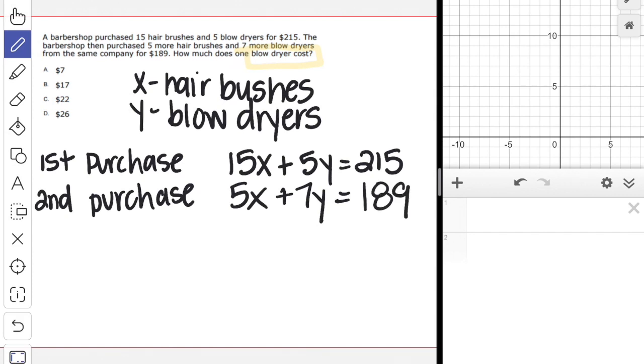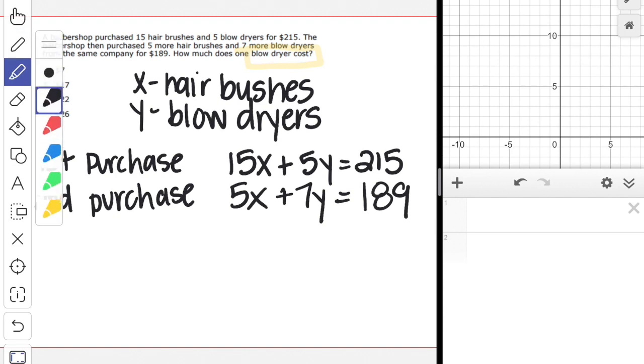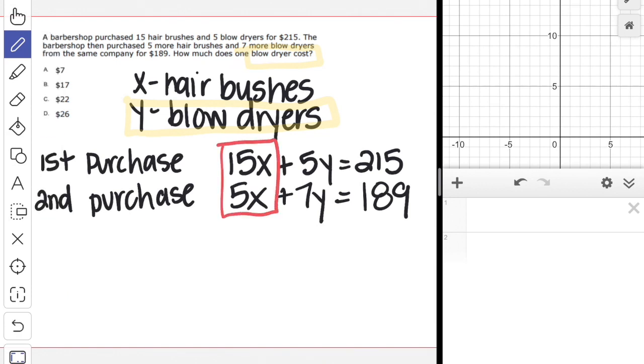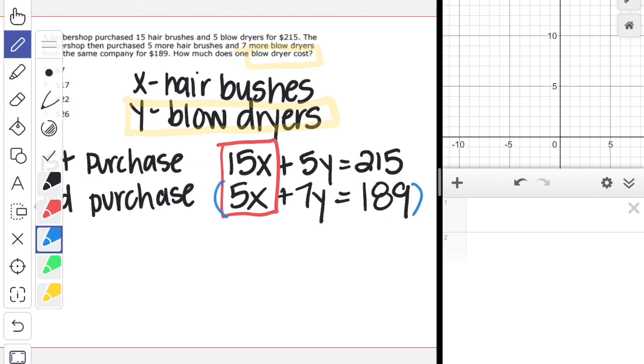Now, they want us to solve for our blow dryers. So if we're solving for blow dryers, that means that we're solving for y. So if we're solving for y, then we want to eliminate x. So we want to eliminate x in this problem because we're solving for the y variable. So the question is, can I turn 15 into 5 or 5 into 15? And the answer to that is I can turn 5 into 15. And I'm going to turn 5 into 15 by multiplying by 3.